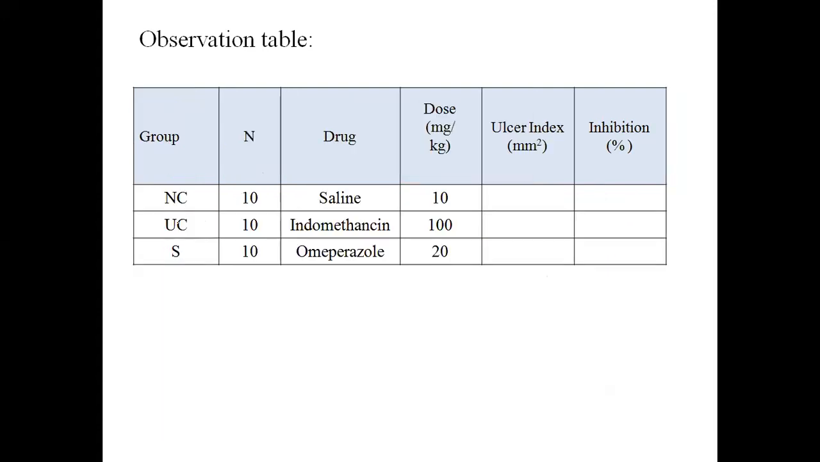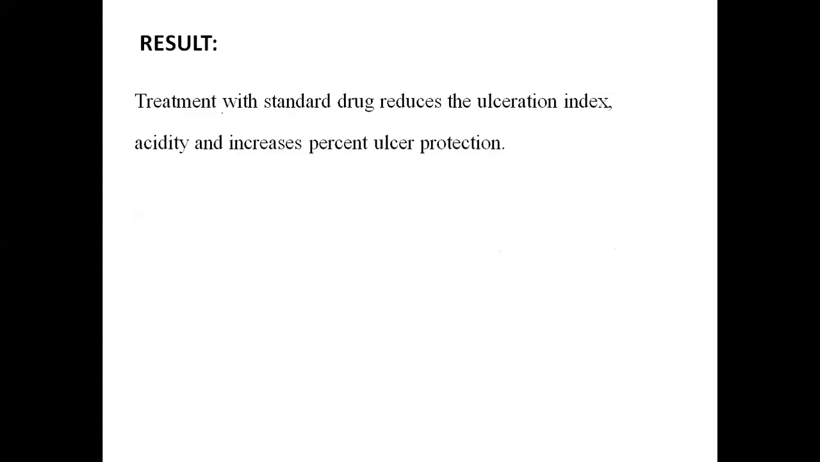Similarly, we will calculate for the normal control group; the ulcer control group I have shown to you, and also for the standard control group. Then you will fill this in and compare with each other. You will come to know that treatment with the standard drug reduces the ulcer index and increases ulcer protection. So this is what the experiment is.